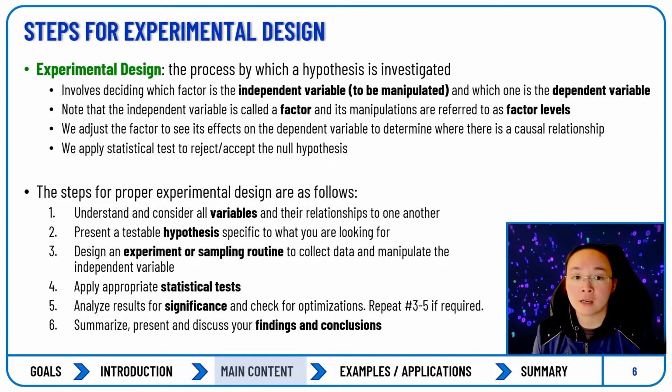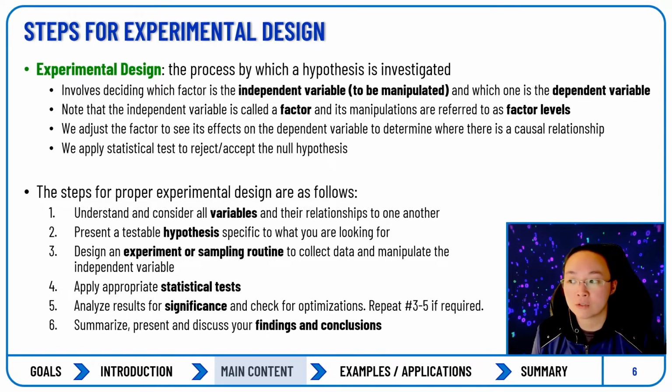Overall, experimental design is the process in which you're trying to investigate a hypothesis. It involves deciding what factor is your independent variable, that's the one you want to be in control of, the one that you want to manipulate, and which one is the dependent variable. For the independent variable, though, we call that a factor, as in if we manipulate this, is it going to affect our dependent variable? And so we call the independent variable a factor, and adjusting it allows us to control the different factor levels it's at.